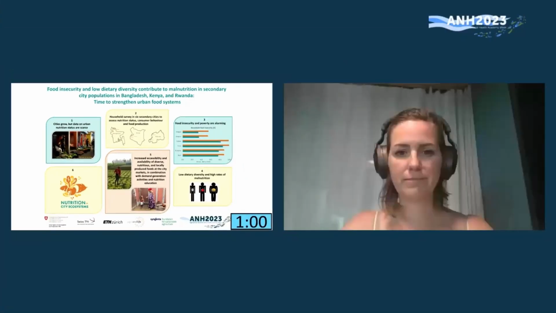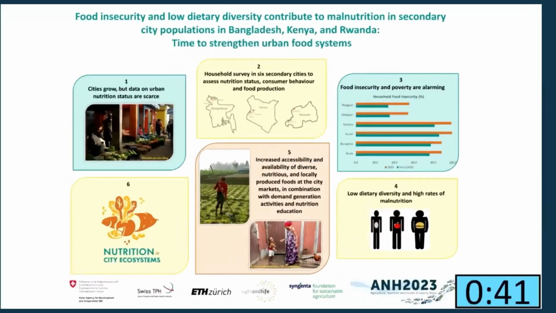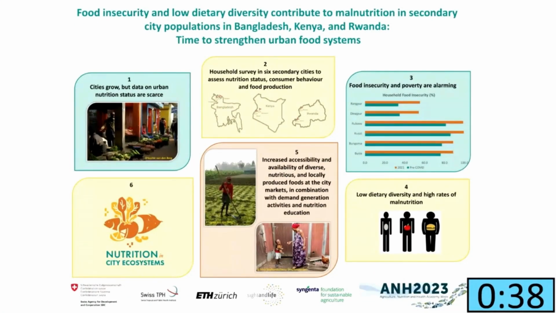Sania Bath-Yegi. Data on urban nutrition status are scarce, although by 2050, around 68% of the global population will live in cities. We conducted household surveys to assess the situation in 6 secondary cities in Bangladesh, Kenya, and Rwanda. The results show, among others, that food insecurity and poverty rates are alarming, especially in the African cities. Dietary diversity is low, and in all 6 cities and 3 countries, the double burden of malnutrition, meaning the coexistence of under and overnutrition, is present.